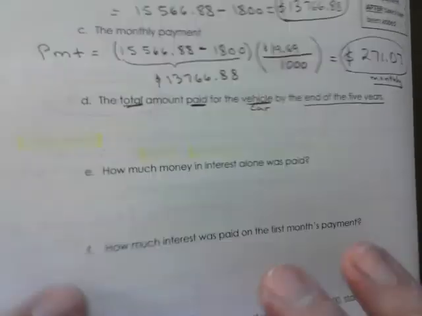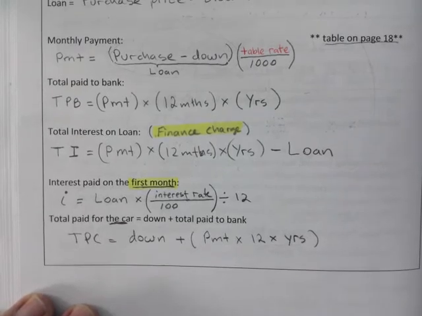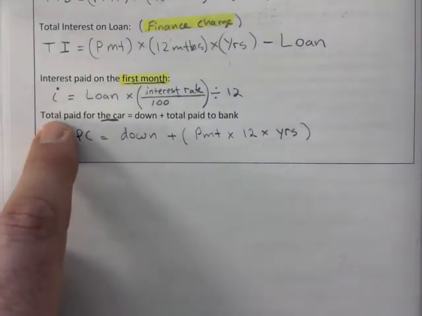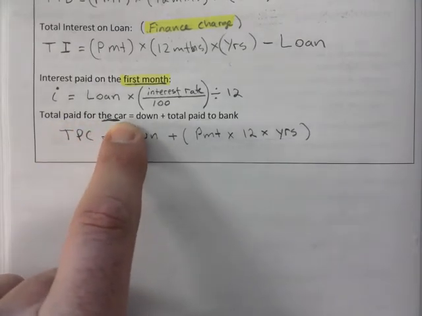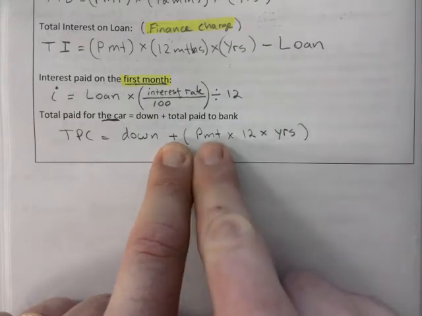Okay, so let me, where do you see that one? It's the last one here. Total paid for the car. You take your down payment and you add this portion here.